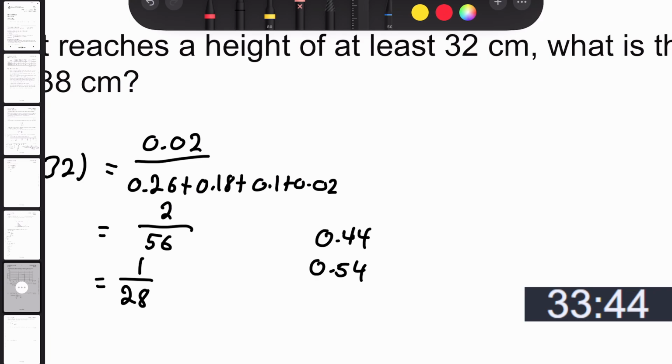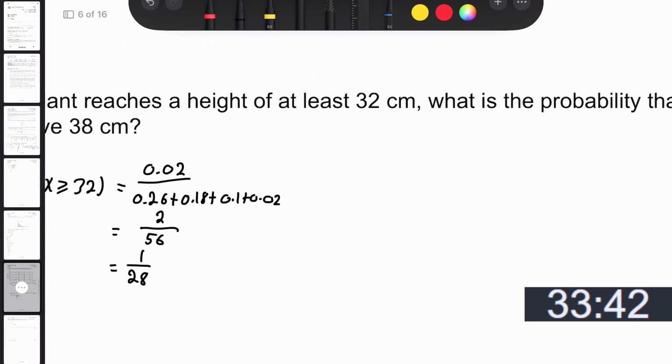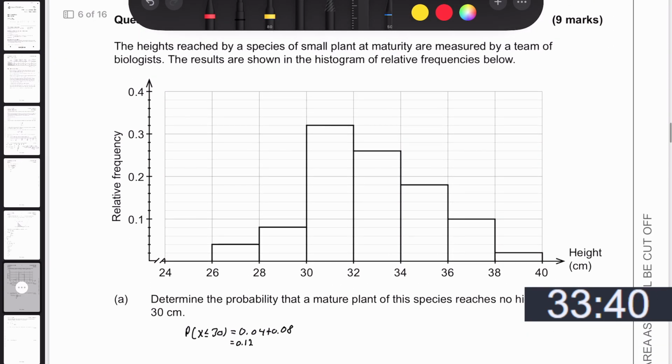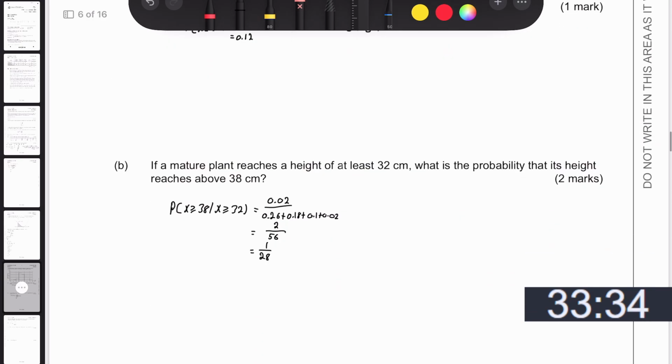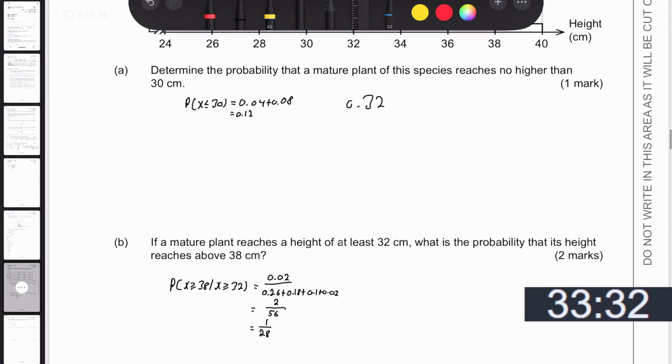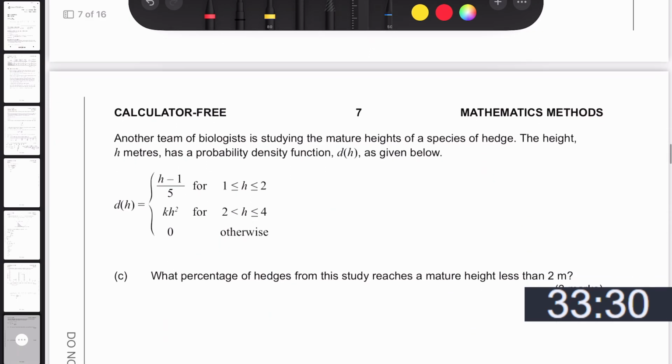5, 4, 5, 6, at least 32. So before 32, 0.44. Yep, that is minus that.